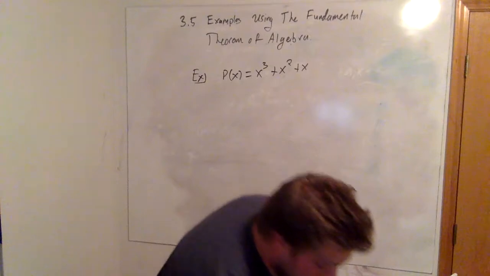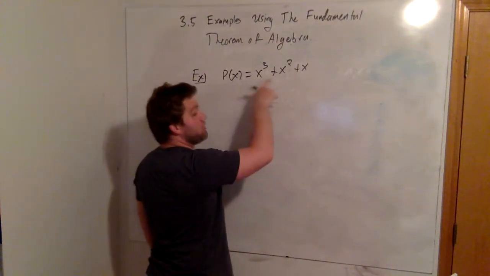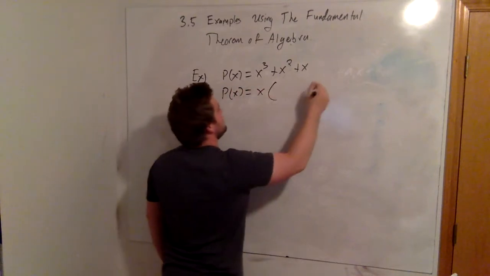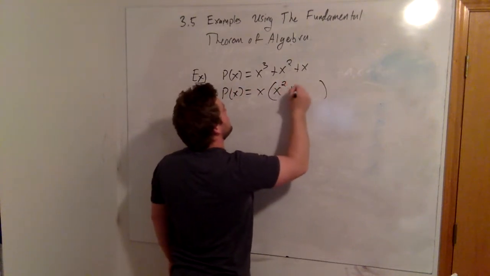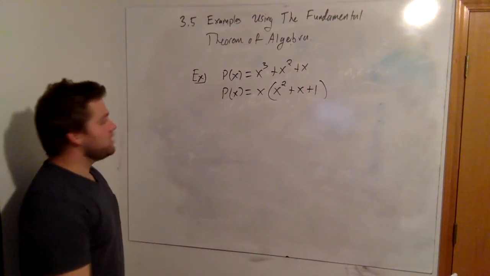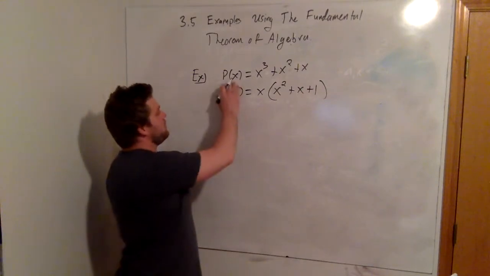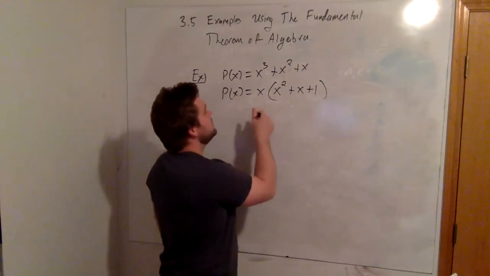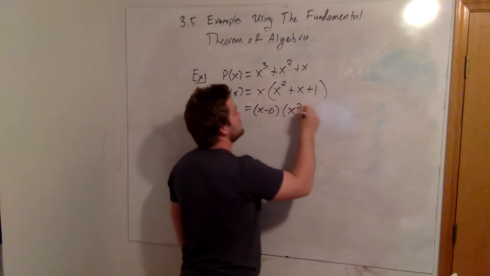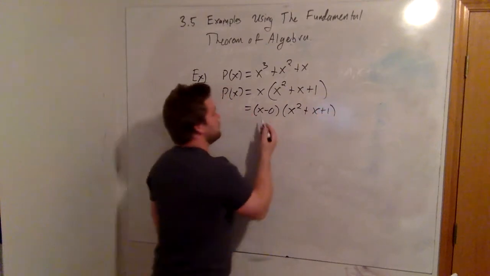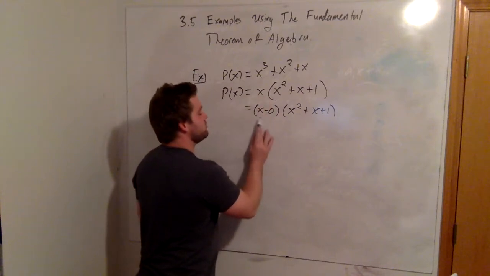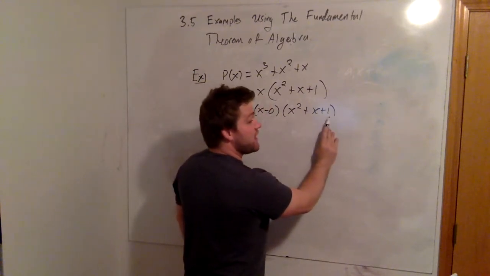Okay, so the first thing I'm going to notice here is that I have a common factor of x. So the first step, we'll factor out that x, and we'll be left with x squared plus x plus 1. So what I've done now is I've broken this polynomial up into a linear factor. You could really think of this x as maybe x minus 0 if you'd like. So 0 is a root of this polynomial. So I've factored this polynomial into what's called a linear factor. Now I have a quadratic factor.